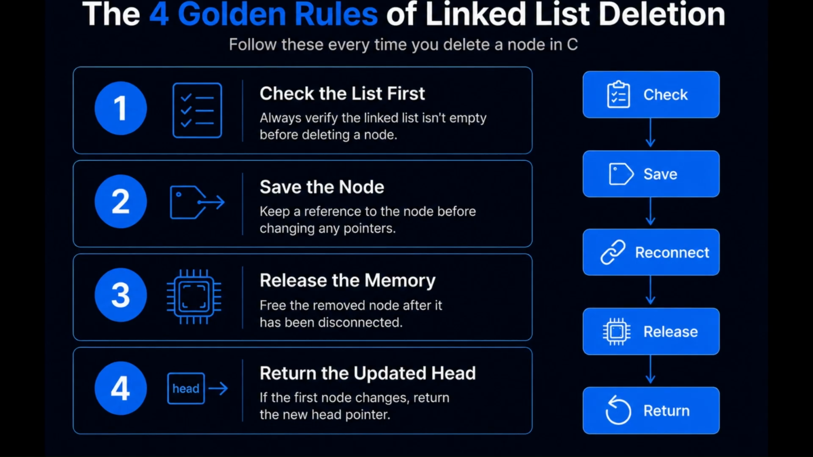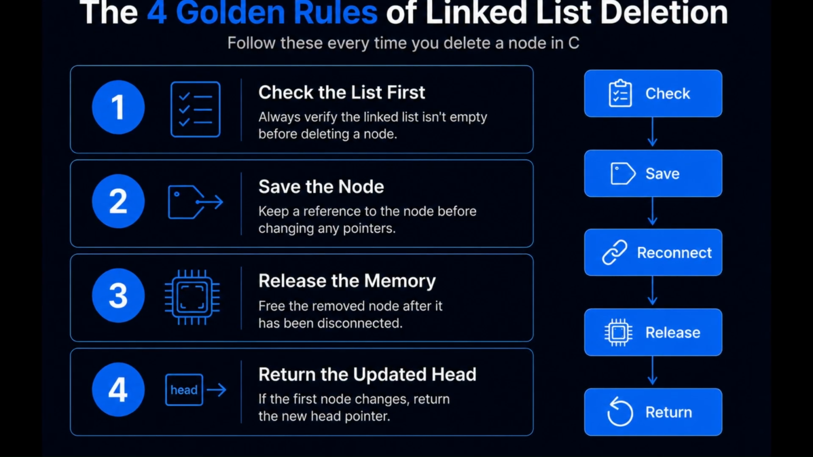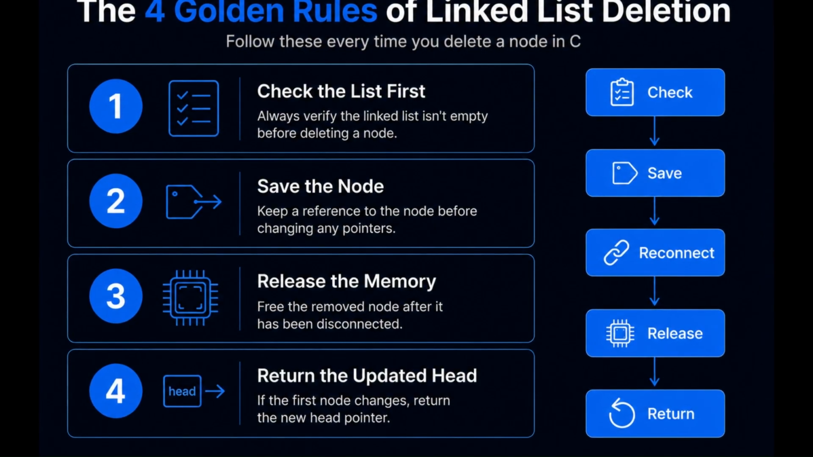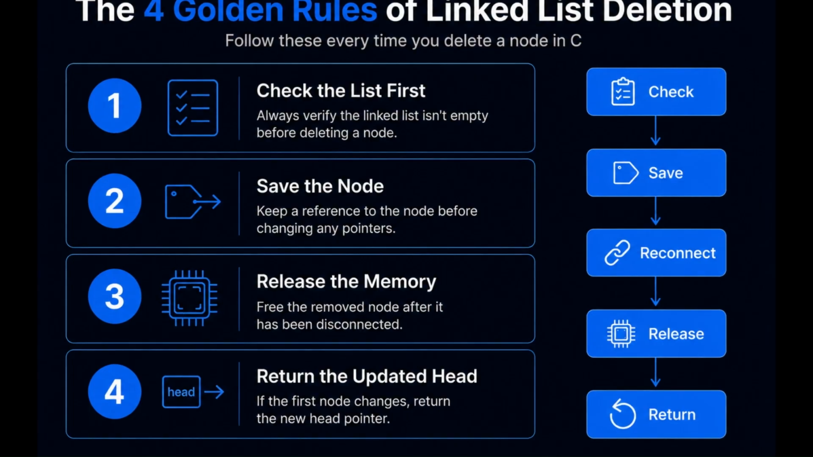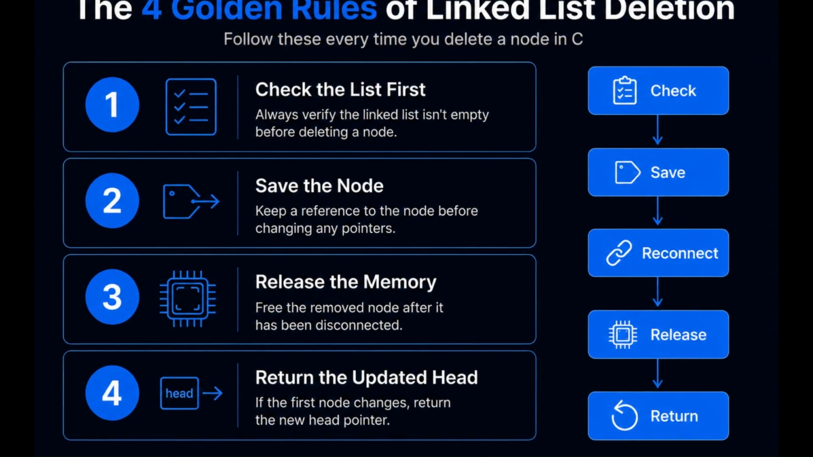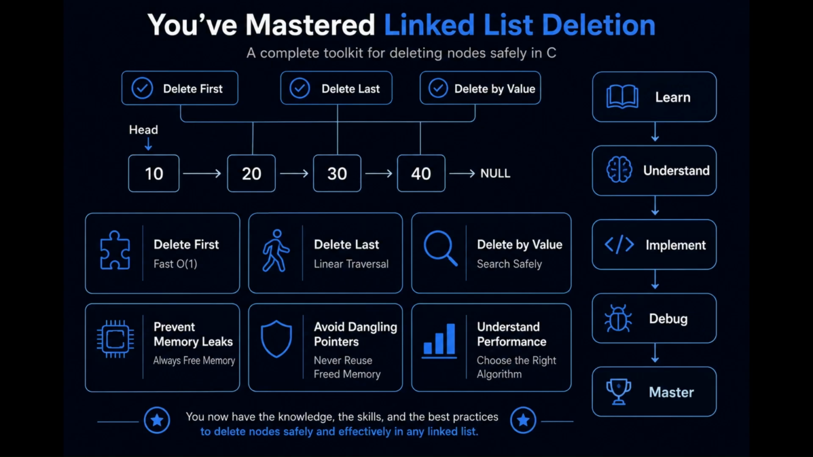And finally, if your deletion changes the beginning of the list, make sure the updated head pointer is returned so the rest of your program knows where the linked list now starts. If you follow these 4 rules every single time, you'll avoid the majority of bugs programmers encounter when working with linked lists. Today we've learned that deleting a node is much more than simply removing data.